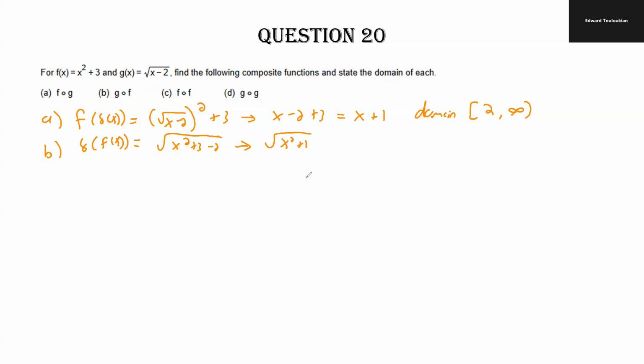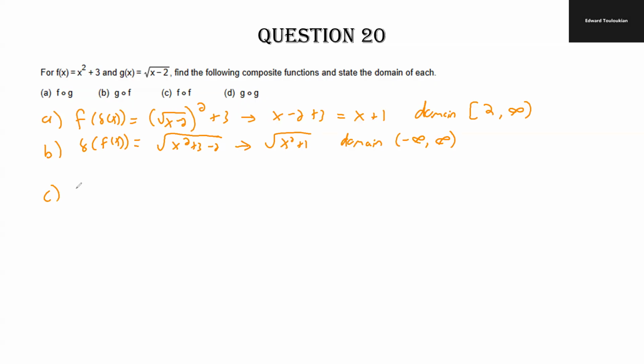And then as far as the domain, no matter what I plug in here for x, it's going to be a positive number, and I can take the square root of a positive. If I look at f of x, there's no restrictions there either. So my domain is going to be negative infinity to positive infinity.